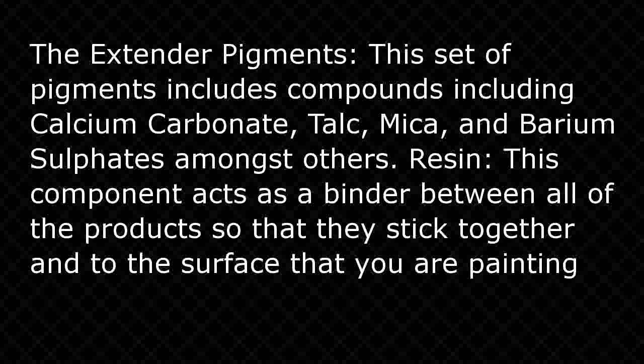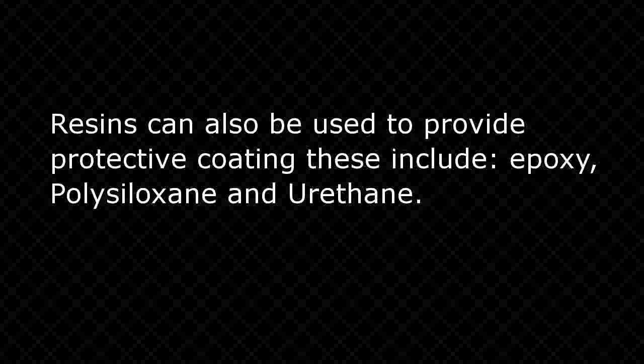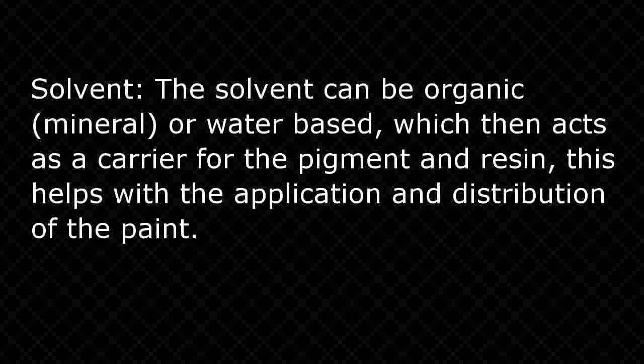Resin. This component acts as a binder between all of the products so that they stick together and to the surface that you are painting upon application. Most paints use an acrylic emulsion polymer to bind it. PVA is used generally to formulate paint with a lower base material cost. Resins can also be used to provide protective coating. These include epoxy, polysiloxane and urethane.